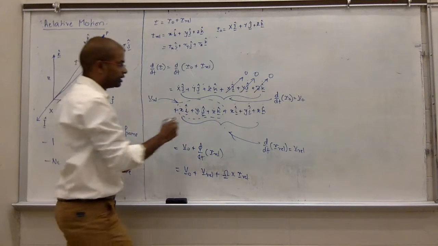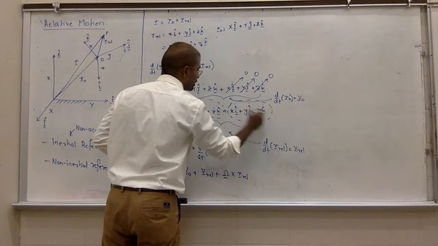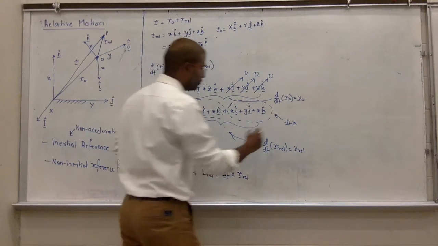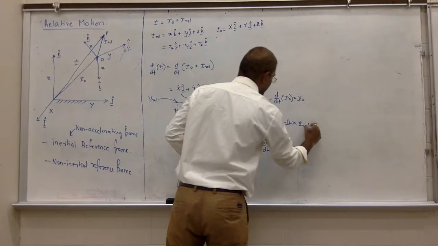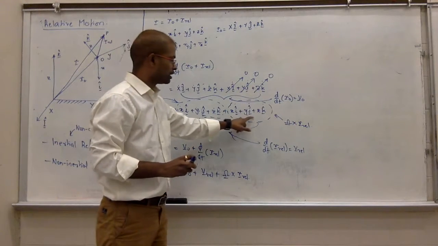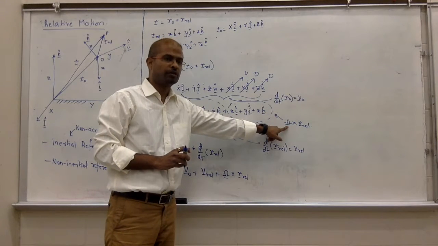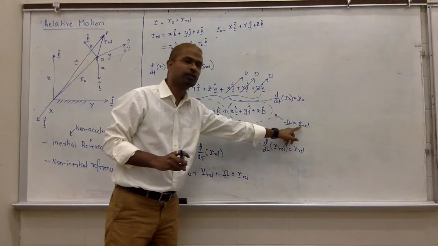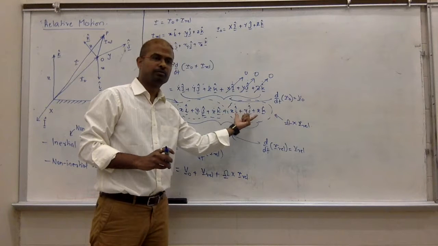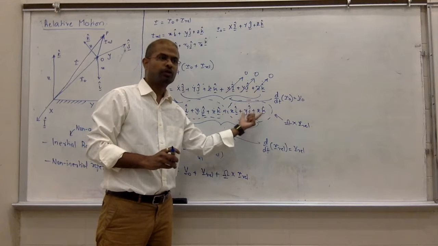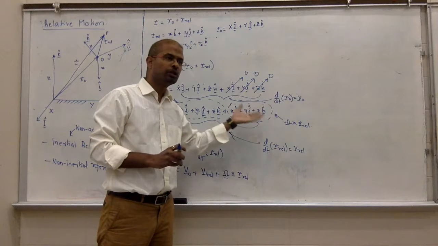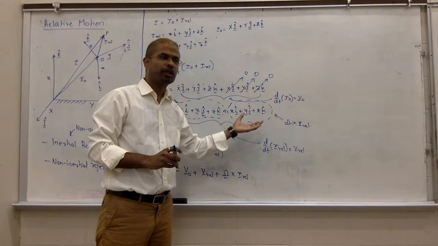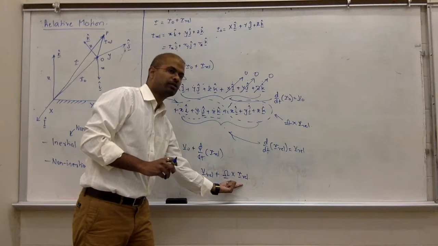This can be expressed as cap omega cross R relative. What does that mean? It means angular velocity crossed with R relative. That's what you have to keep in mind. You'll understand it when you do this a number of times. If you repeatedly do this, you'll understand it.